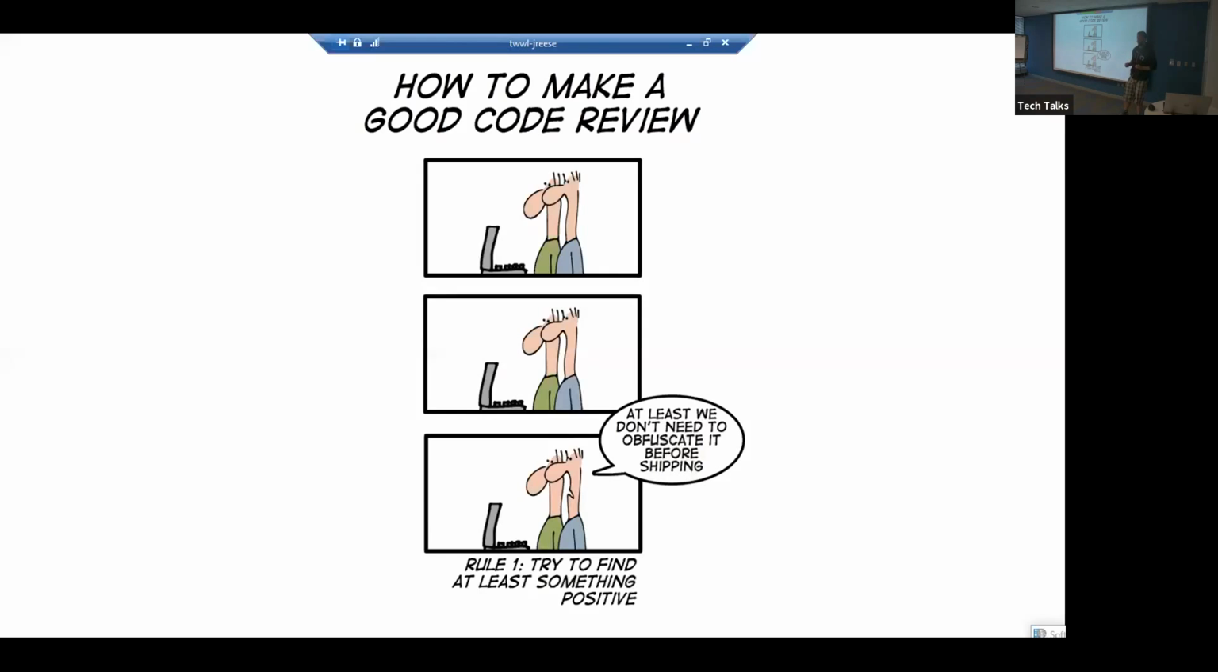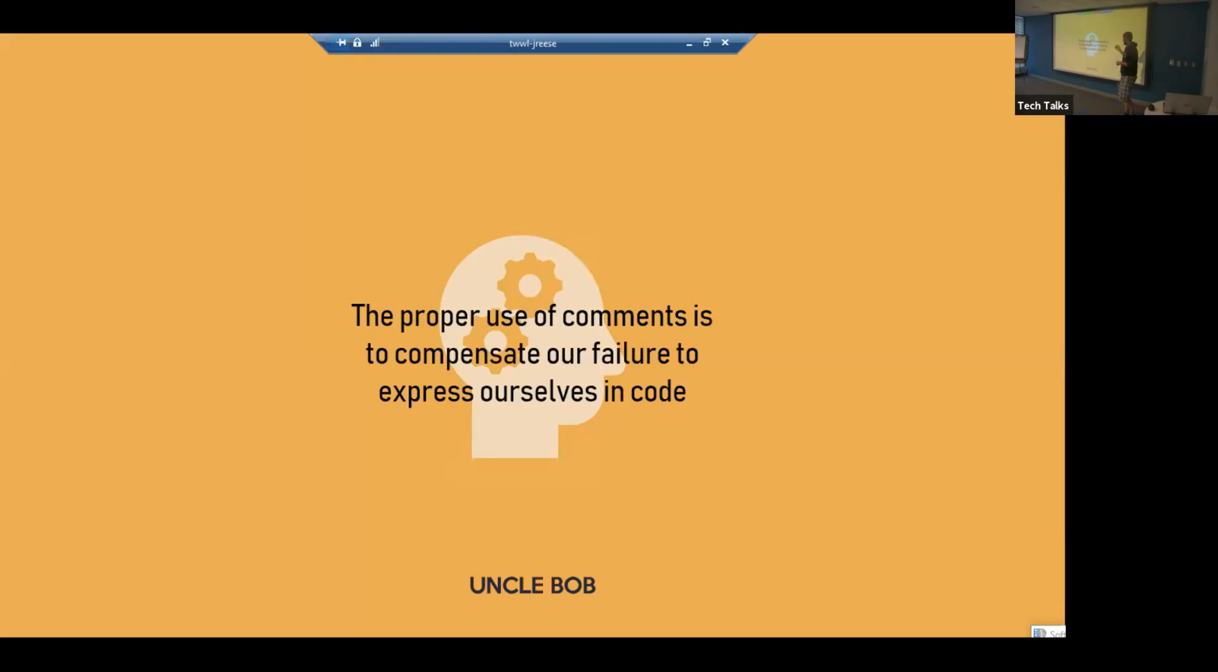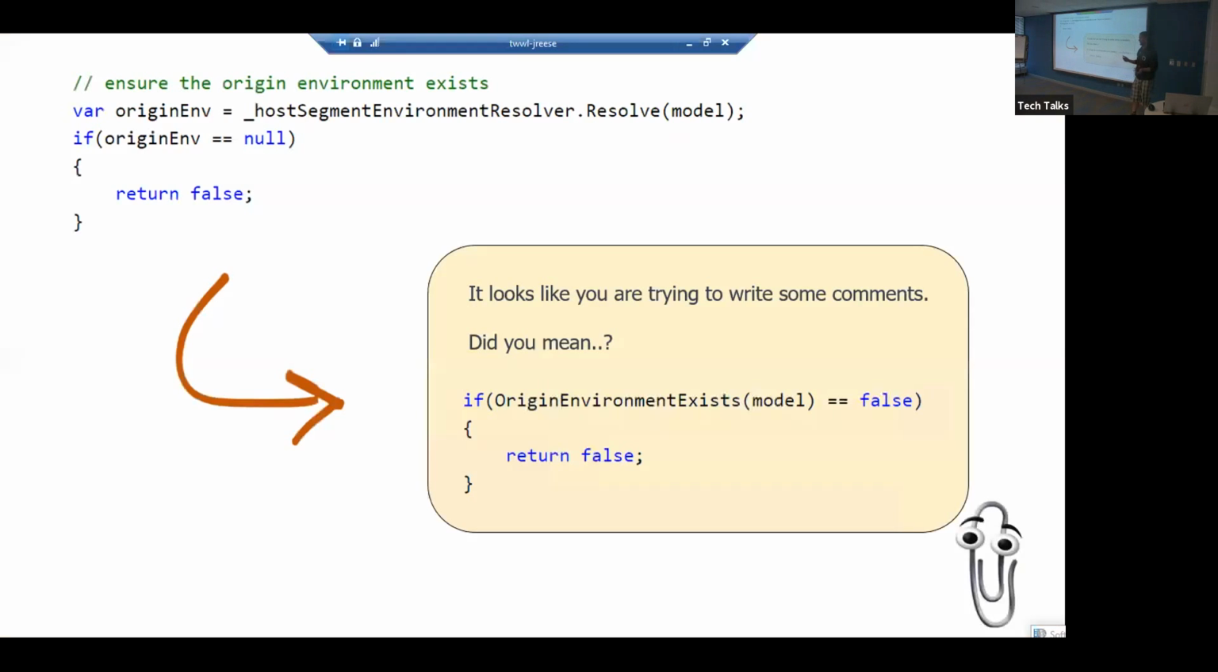And it usually hurts me a little bit because I view comments as something that we are failing to express in our code. I feel like Uncle Bob puts it really well, where he says the proper use of comments is to compensate for our failure to express ourselves in code. We're not able to get the point across that we're trying to, so we have to add a comment explaining what this is really about.